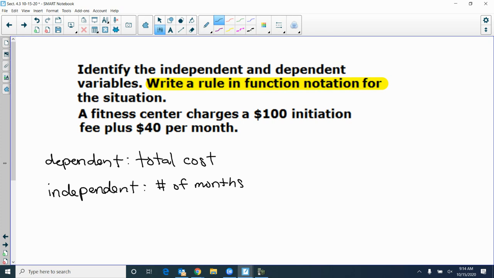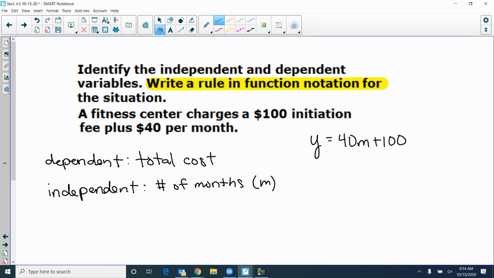Now, it says write a rule in function notation. Normally you would say y equals, but if it says function notation, we have to use that f of x notation or f of m. Let's think what the cost would be. Let's use y first because you're more familiar with it, and let's use m for the number of months. How would we figure out the cost? Where does the $100 come into play and where does the $40 per month come into play? It could be 40m plus 100.